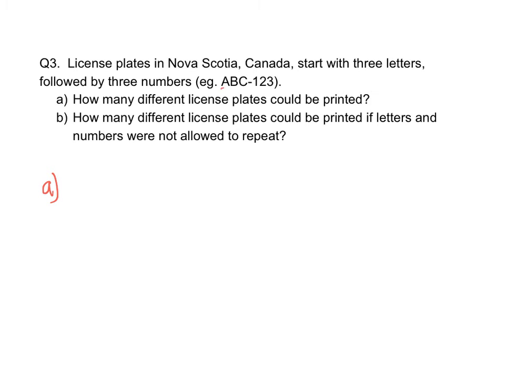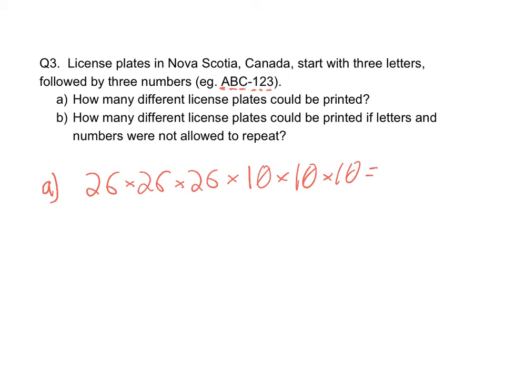So we have 3 letters. So if we're looking at letters in the English alphabet, we would have 26 choices for each of those letters. So we have 26 choices for the first letter, 26 choices for the second, and 26 choices for the third. And then we have numbers. So how many numbers could we choose? We could have 1, 2, 3, 4, 5, 6, 7, 8, 9, or 0, which would give us 10 possible choices. So we have 10 choices for the first number, 10 for the second, and 10 for the third. So if we multiply all of these together, that will tell us how many different license plates could be printed.